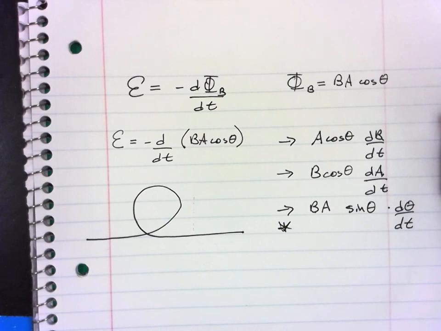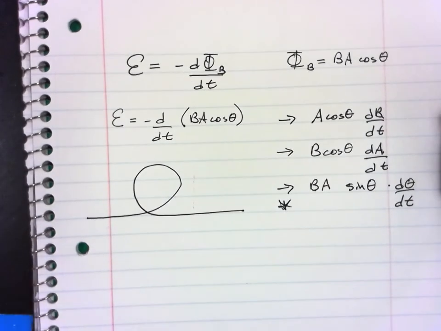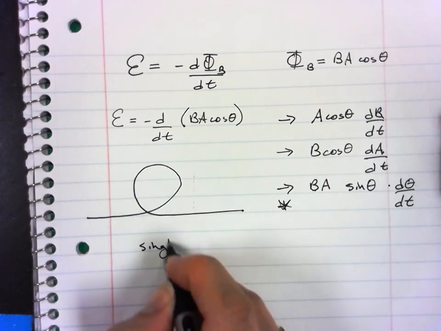I actually already talked about that. I do want to talk about two more things about this equation before we move on to some examples. First of all, this was for a single loop.